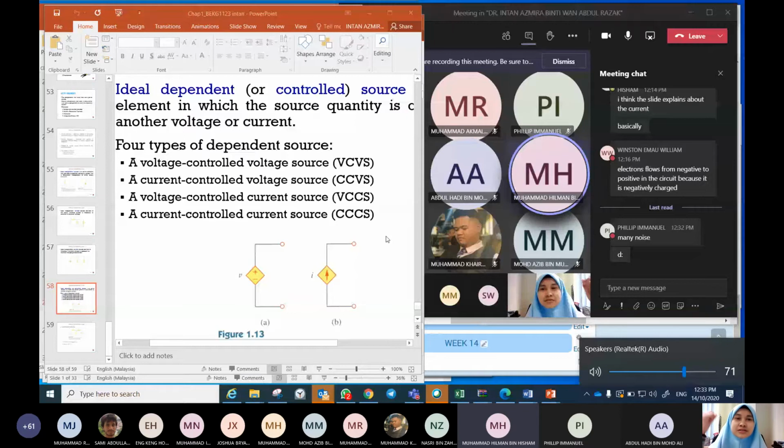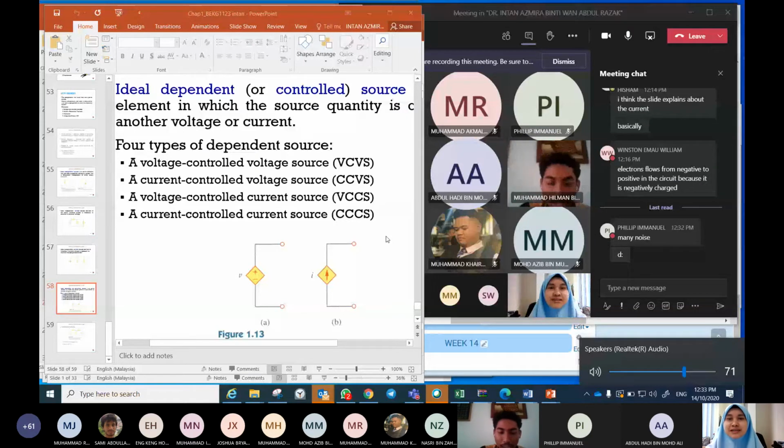Hilman, what is a current controlled current source? From my understanding, the current controlled current source is where the current from the source is controlled by another current. Okay. Controlled by another current, but is it a current source or a voltage source?